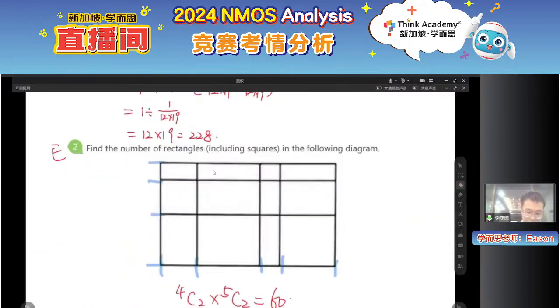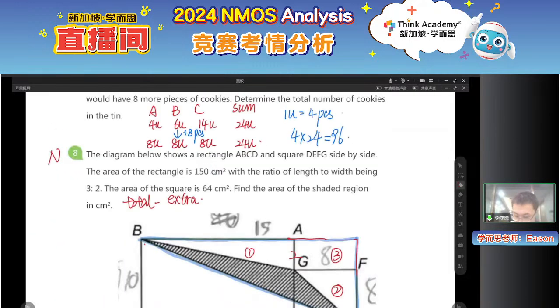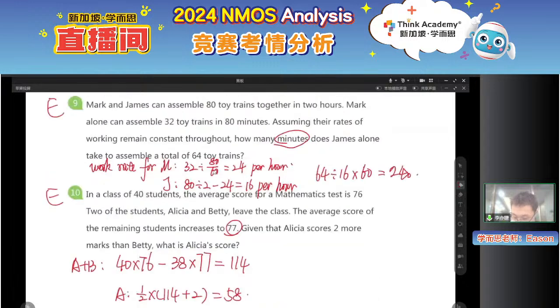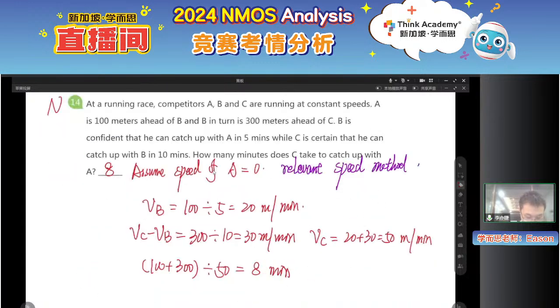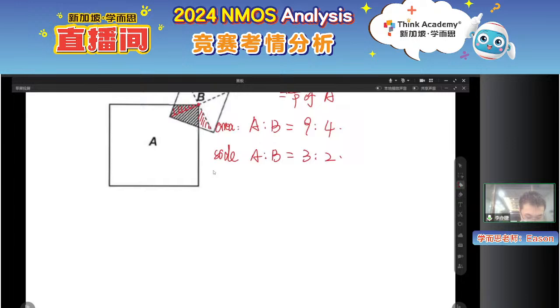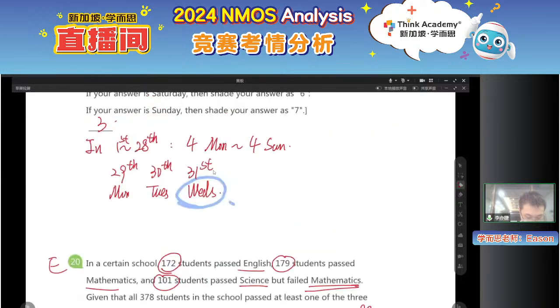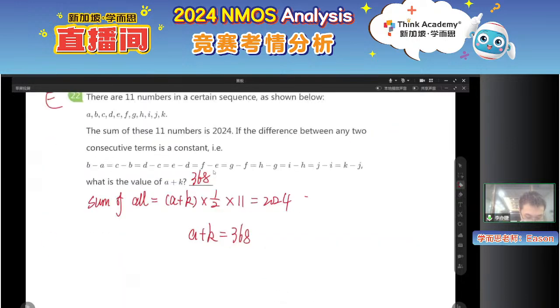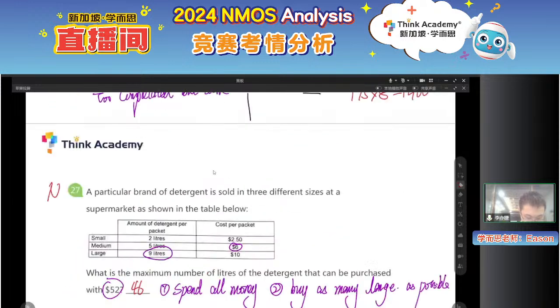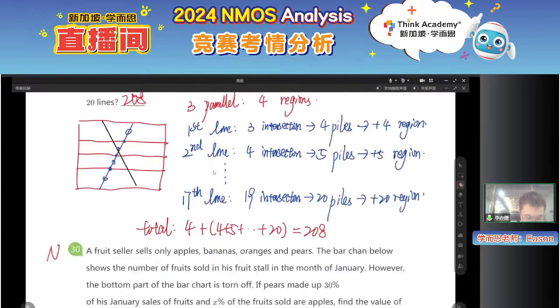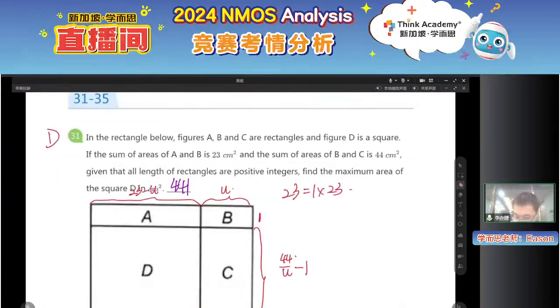So how many easy questions are there? We have 9 in the first 10, right? And then we have 11, 12, 13, 14, 15, 16, 17, 19, 20, 21, right? So we have the 21 easy questions.